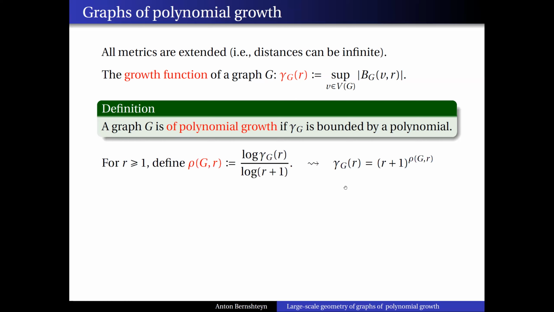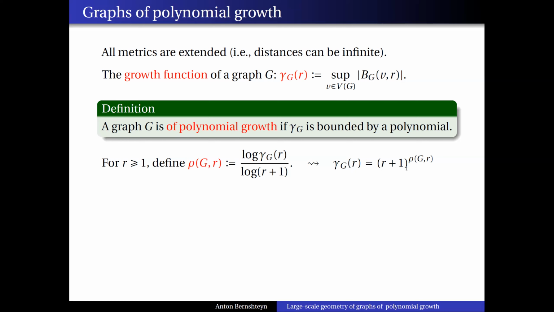So here's the notation we're going to use. You could define these things somewhat differently. It doesn't actually matter which convention you use, but this is one of the conventions used in the literature. Given a value r, at least one, we define this parameter rho of G r as this ratio of two logarithms. What this really says is that the value of the growth function at r is equal precisely to r plus 1 raised to this power rho of G r. So this is the exponent, the power to which you need to raise r plus 1 to get the value of the growth function.